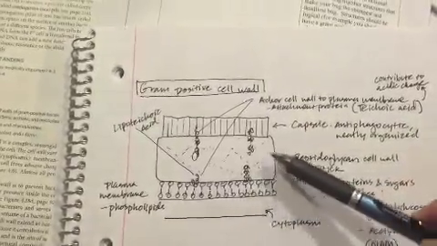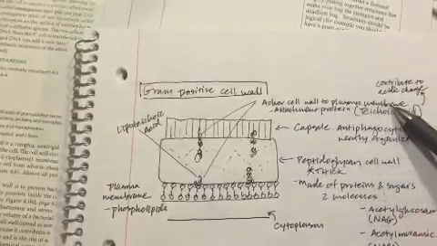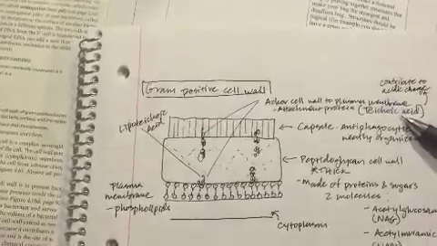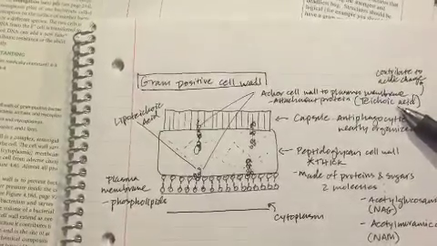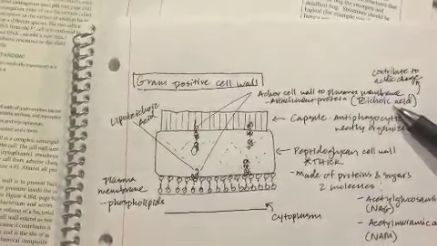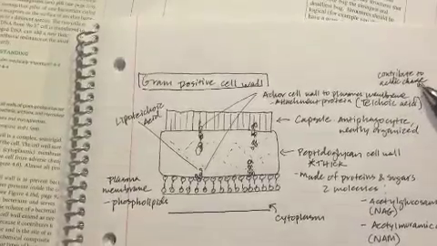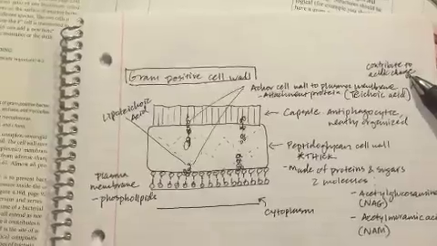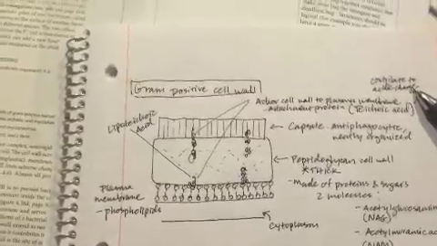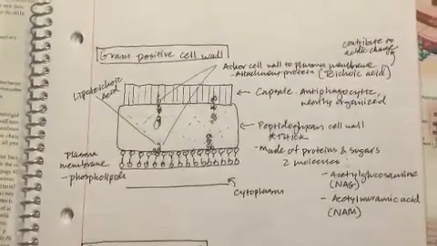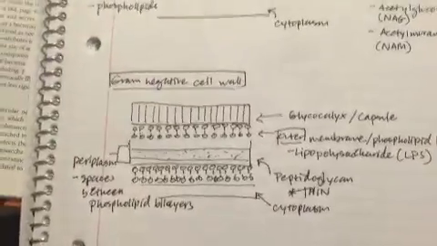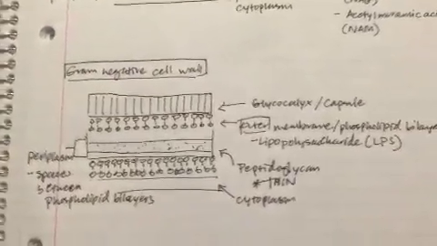The teichoic acids anchor the cell wall to the plasma membrane again. So you could think of the teichoic acid as an attachment protein. It also contributes to an acidic charge on the outside of the cell. So that's a general overview of the gram-positive cell wall. Let's take a look at the gram-negative cell wall.